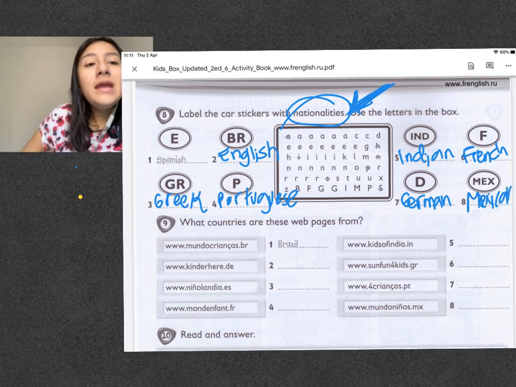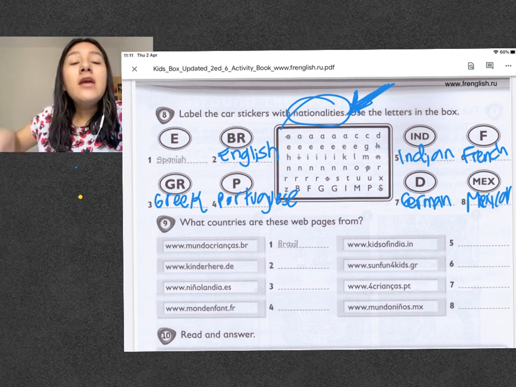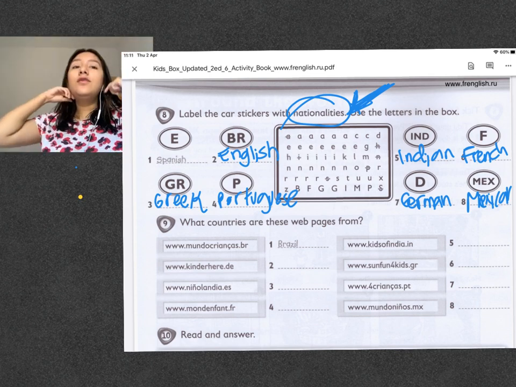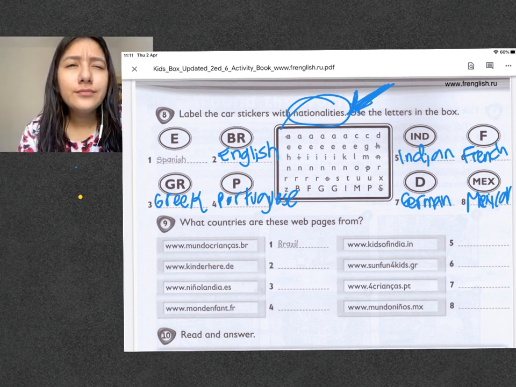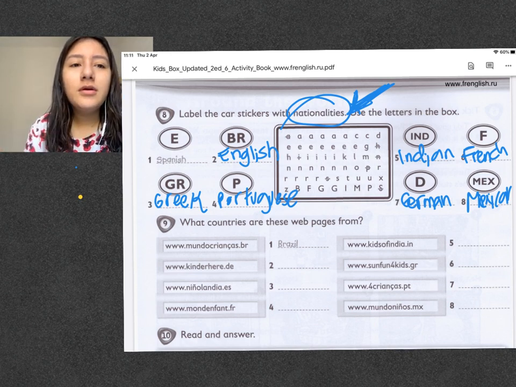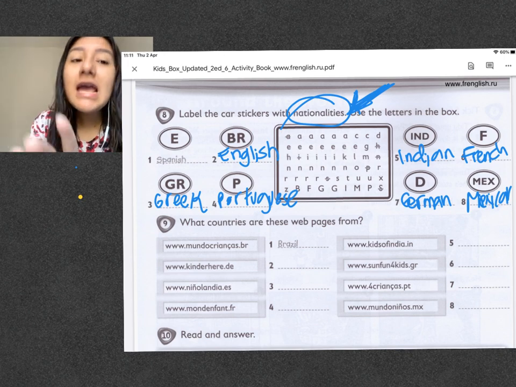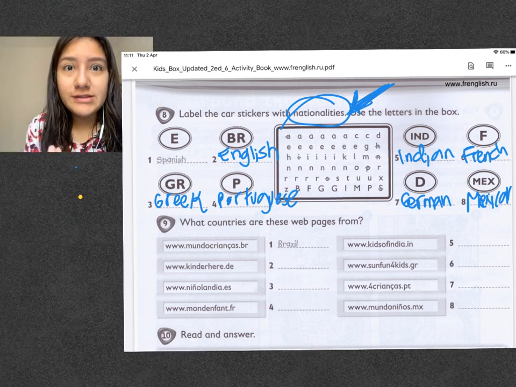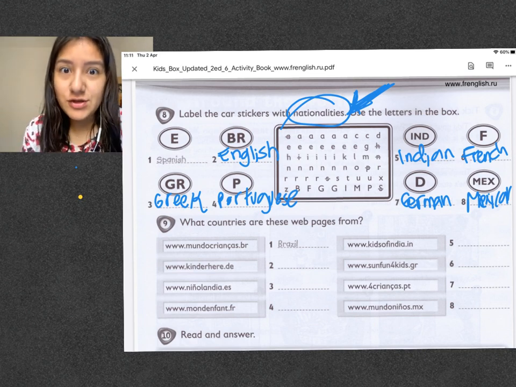Good. Okay, let's move on to part 9. It says, what countries are these web pages from? Okay, to many of you, I sent a link to a picture that I found on the web that was very useful for this. This is really interesting, I think, because we're going to see it a lot on the internet, okay?